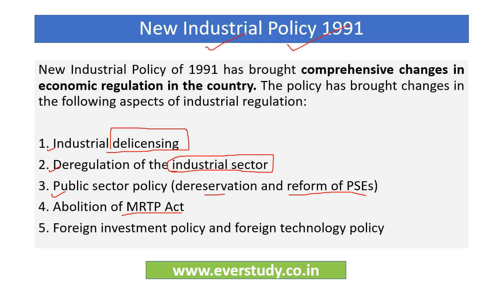Next is foreign investment policy and foreign technology policy. On this front also some changes were made, and it was made easier for foreign investment to come to India, and for foreign technology to come to India. So these were some of the changes which were made as a part of the new industrial policy.